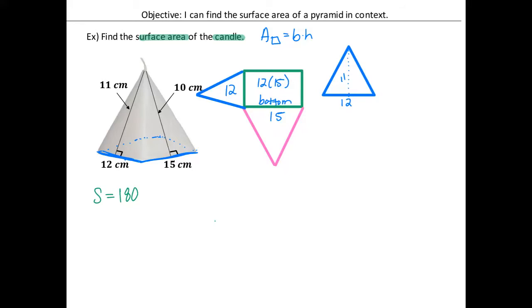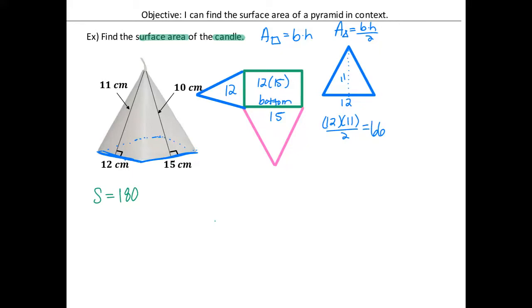My height is 11. So how do I find the area of a triangle? Base times height divided by 2. So this one I'm going to do 12 times 11 and then divide by 2. So what is 12 times 11 divided by 2? 66. Yeah, thank you. So this is 66.